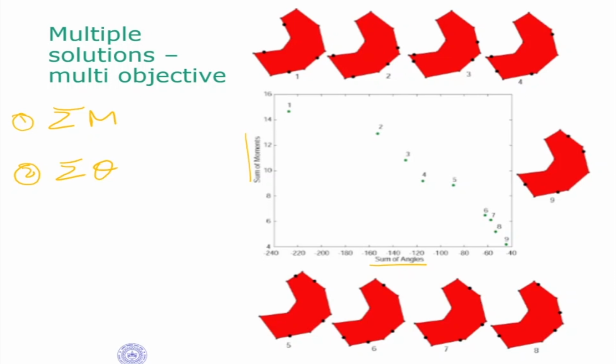If you look at sigma m and sigma theta, what we see is that the number of solutions again depends on the two objectives. For example, if you're giving more weightage to the sum of angles, then these are the solutions that are optimal. If you're giving more weightage to the sum of the moments, then this is the solution that is optimal. Normally we would go somewhere in the middle and say that this is probably the region we are looking at, so that is probably the solution that we will choose.